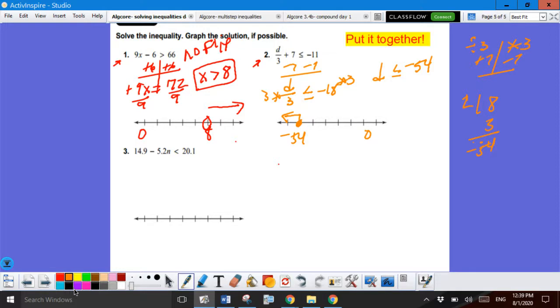All right, let's look at this next one. So I have times a negative 5.2, so it's going to be divide by negative 5.2. So that's going to be important. And then I also have plus 14.9, so minus 14.9. All right, let's see how we do. So we're going to subtract.